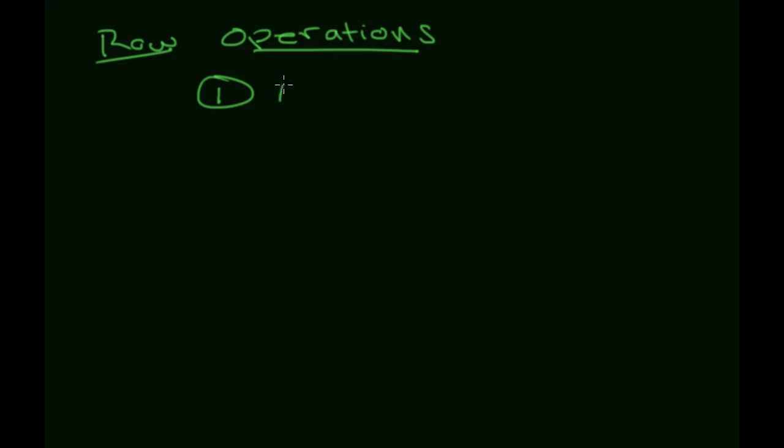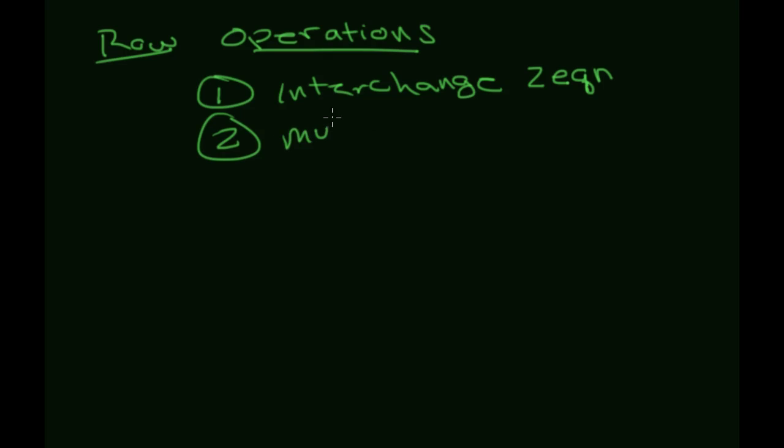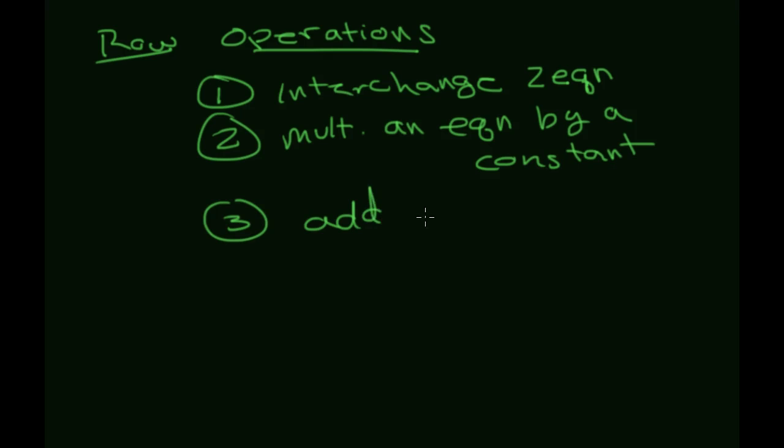So one, you can interchange two equations. So you can take the first equation and make it the third, and make the third equation the first, and nothing will happen. You can multiply an equation by a constant, or you can add a multiple of one equation to another.